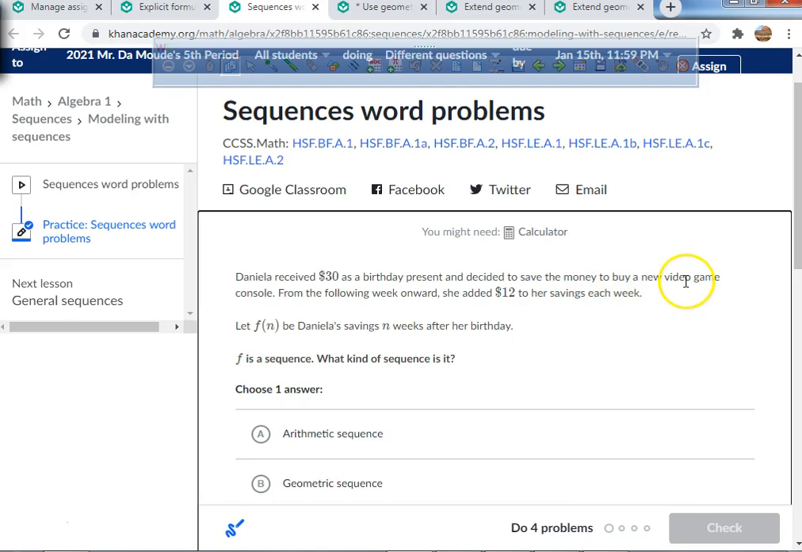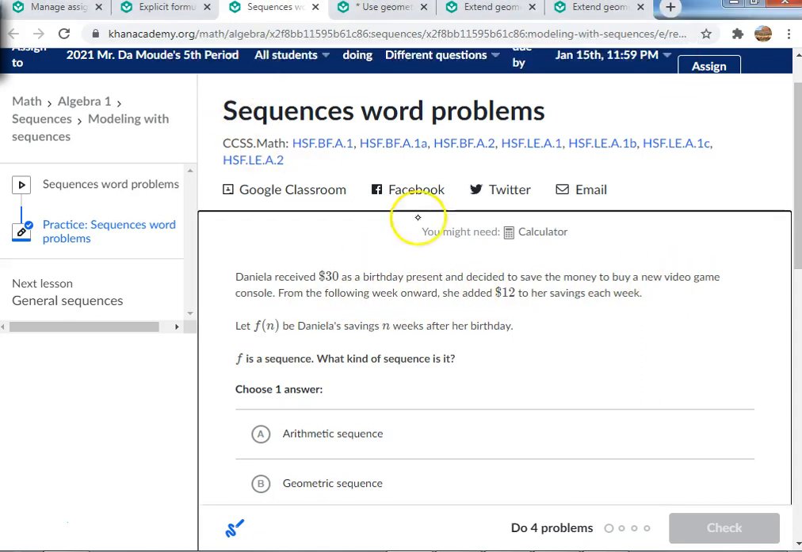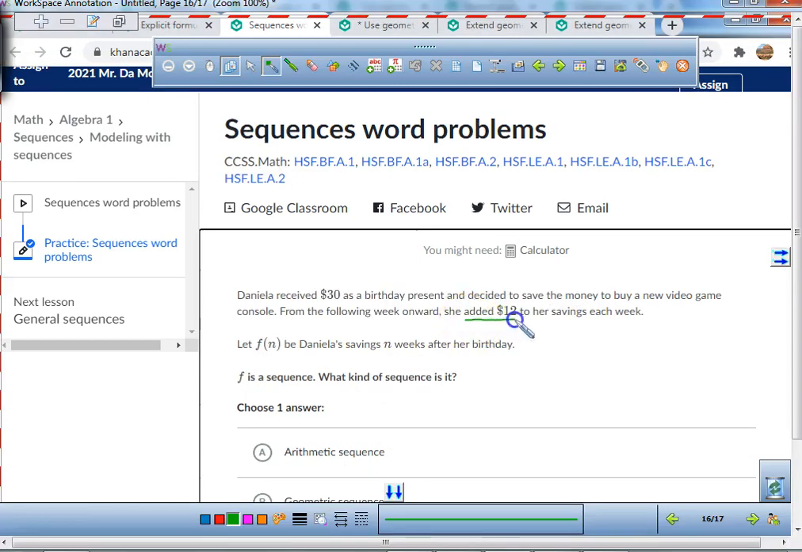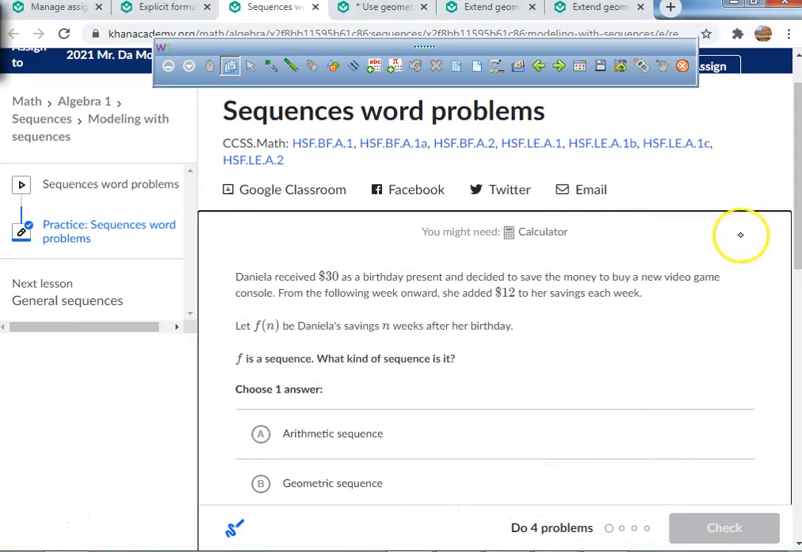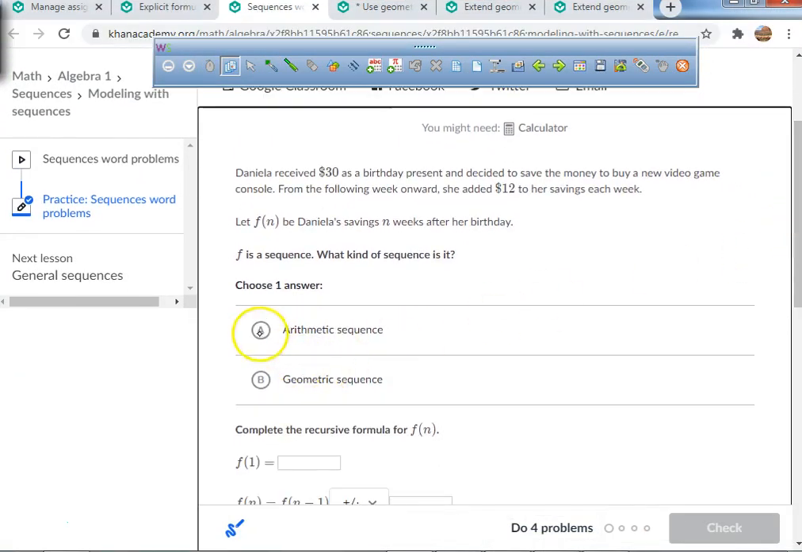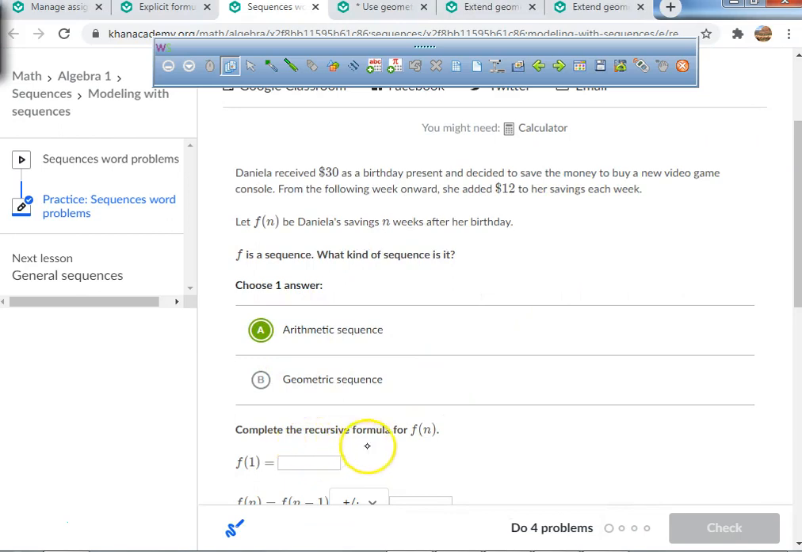All right, so Daniela received $30 as a birthday present and decided to save her money to buy a new video game. From the following week onward, she added, so that's the key word. What did she do? She added $12 to her savings every single week. If you're adding something, that means it's arithmetic. All right, so we know that's the first part. It's arithmetic.